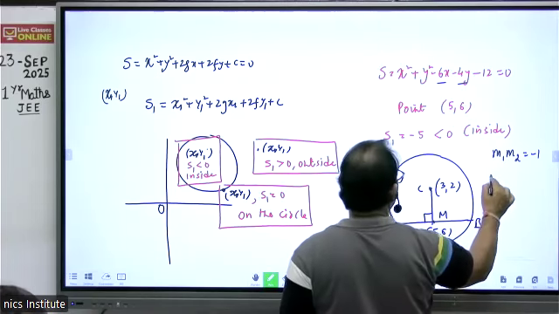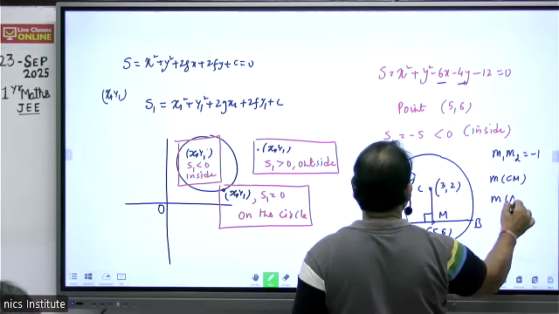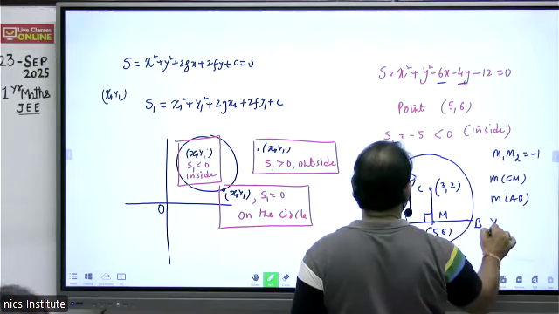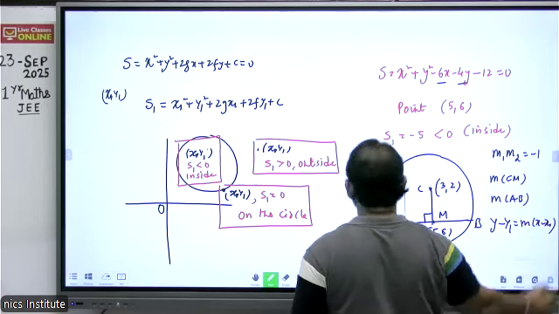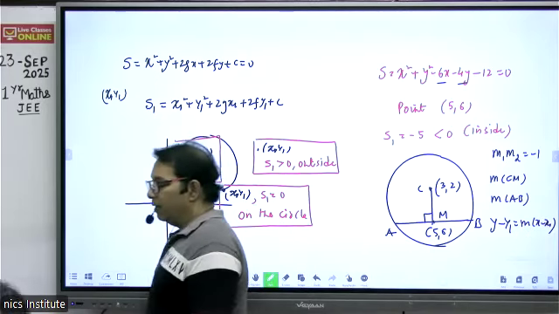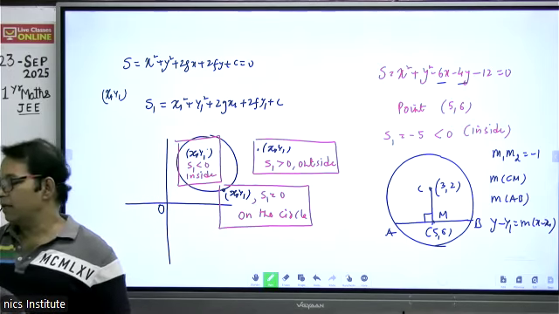So find the slope of CM. Find the slope of AB. And then use 1 point form. Find slope of CM, slope of AB, and then 1 point form.